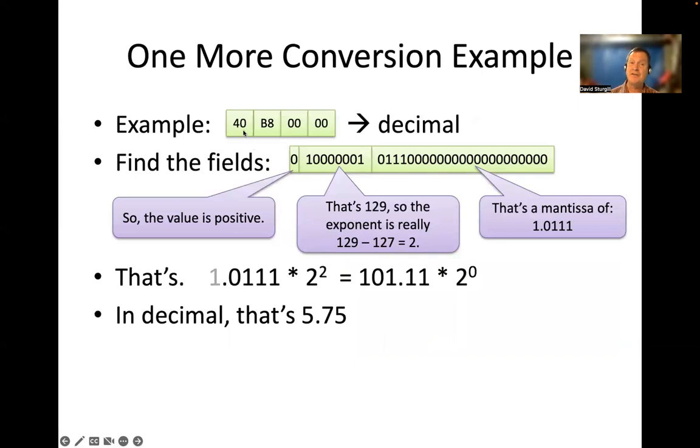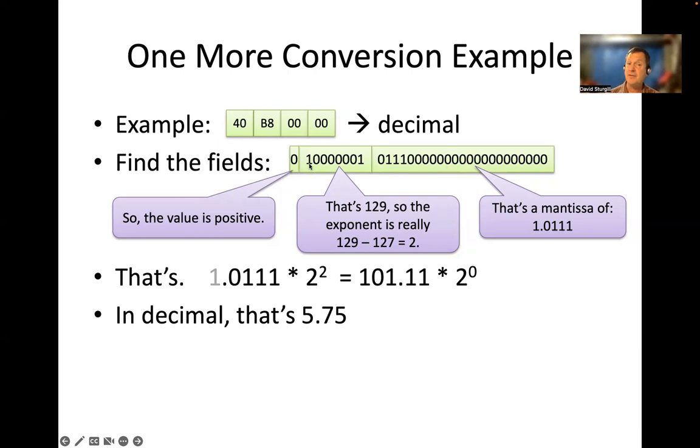So a byte with 40, a byte with B8, and then a couple of 0 bytes. If I wanted to know what that was in decimal, well, it'd be easiest to convert it to a bunch of bits first. So that 40B8 looks like this, written down in binary, and with the fields split up so they're easy to see. So from the first bit, we can tell it's a positive number.